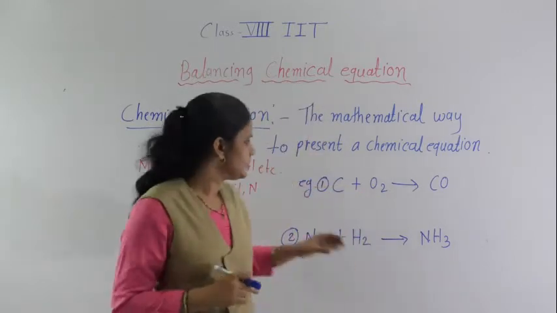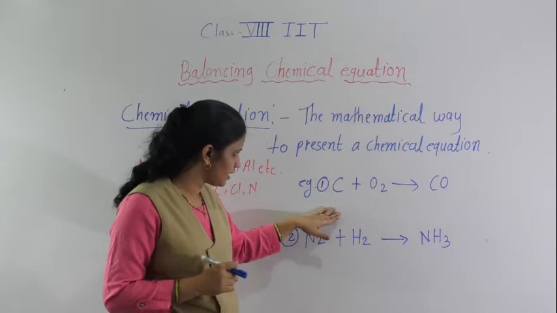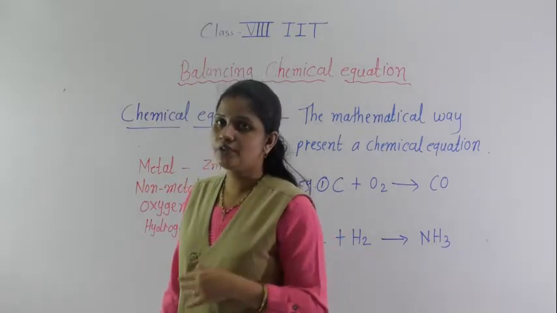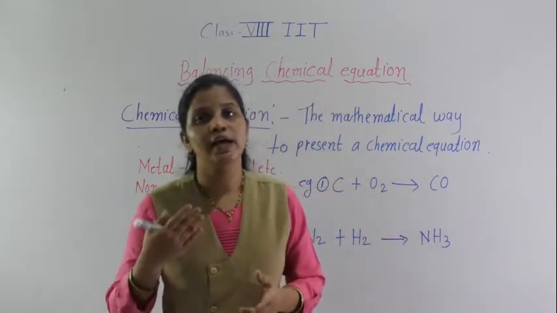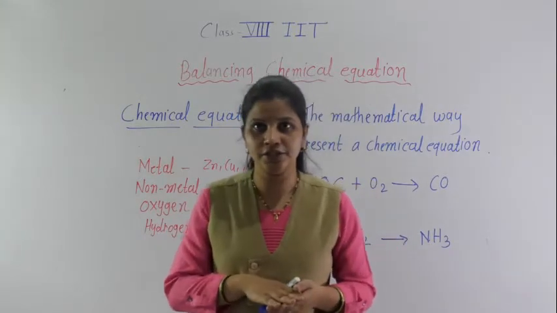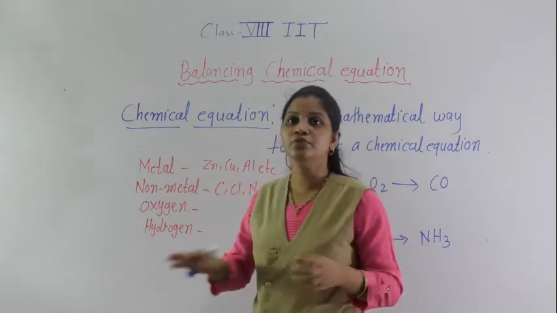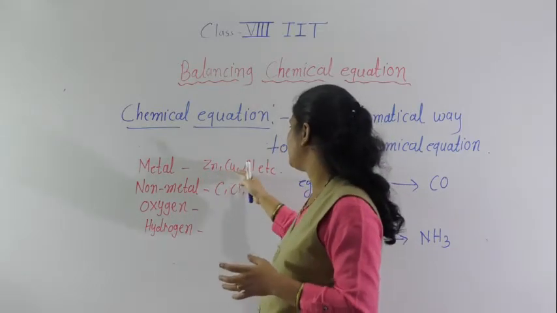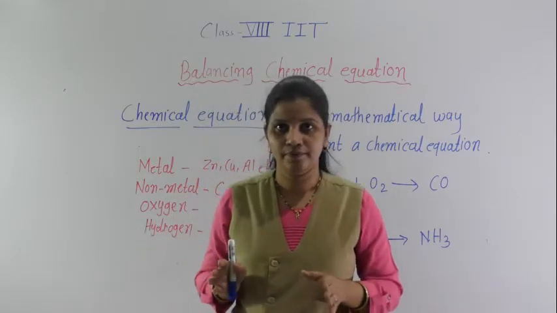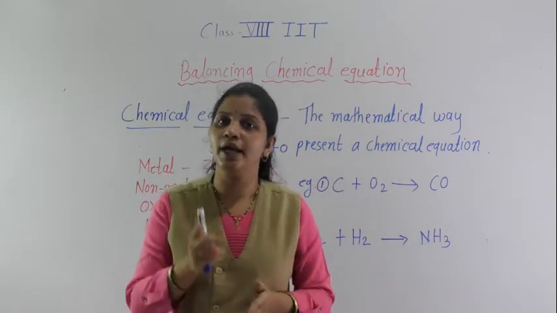See the chemical reaction: which elements are there on the reactant side and which are on the product side? Just observe it. After that, whenever we balance a reaction, first look at the metals. If any metal is present in that reaction, first balance the metal. You know which metals there are: zinc, copper, aluminium, and many more. Whenever you observe a reaction, first find the metal and see whether it is balanced or not. If not, first balance the metal.